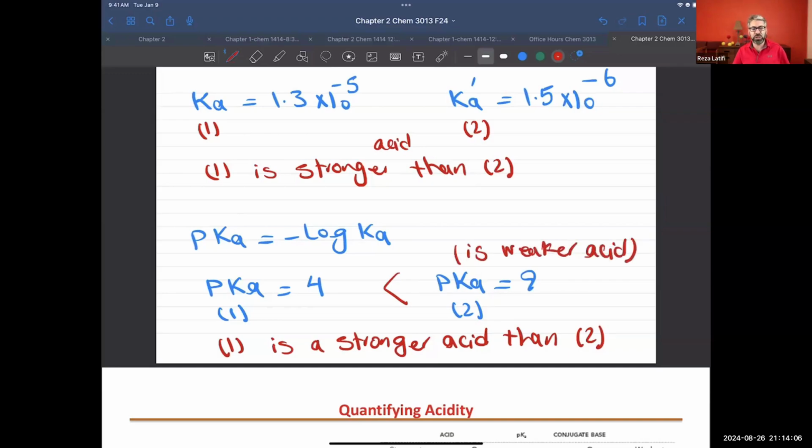Whenever we run a chemical reaction, the reaction wants to form a weaker acid. Reaction wants to form a weaker acid. So keep this in your mind.